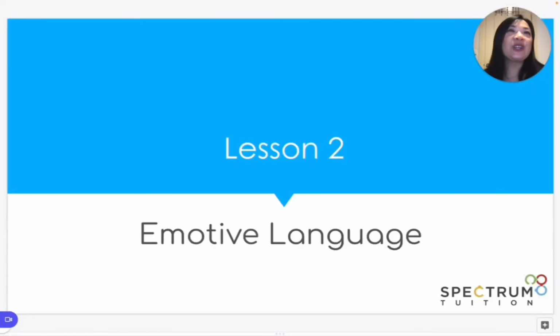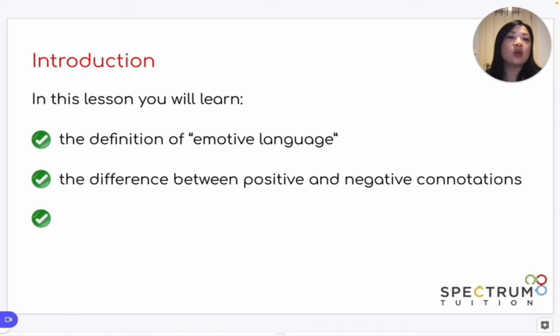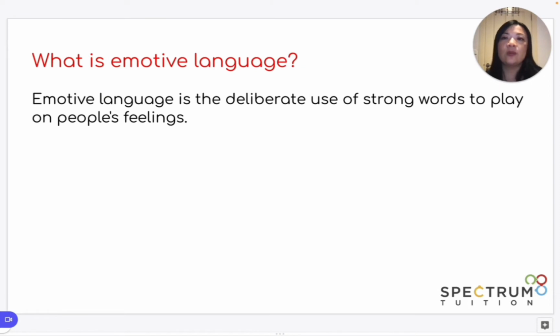Now, lesson 2, let's jazz up our contentions a little bit more with emotive language. So, in this lesson, you will learn the definition of emotive language, the difference between positive and negative connotations, and how to write more effective contentions. So, emotive language is the deliberate use of strong words to play on people's feelings.